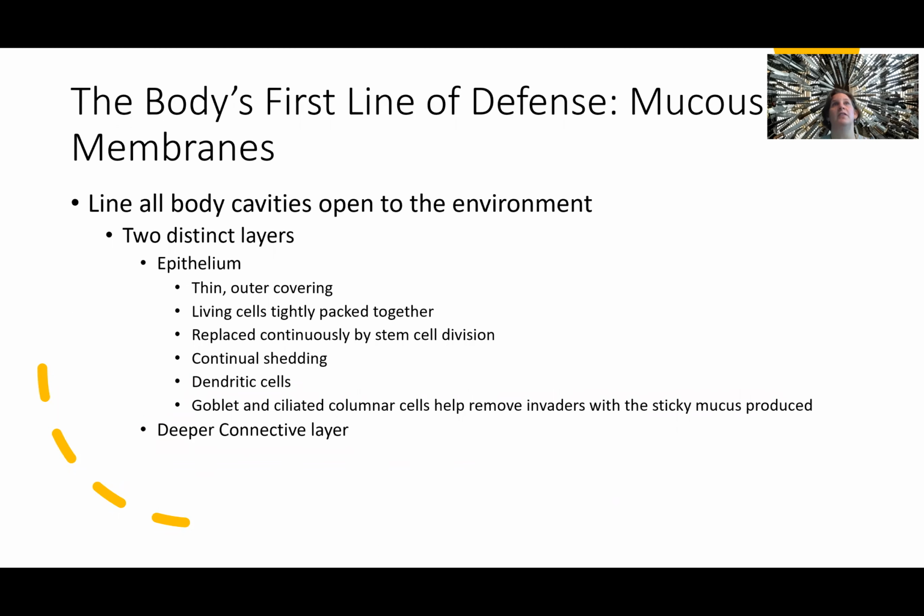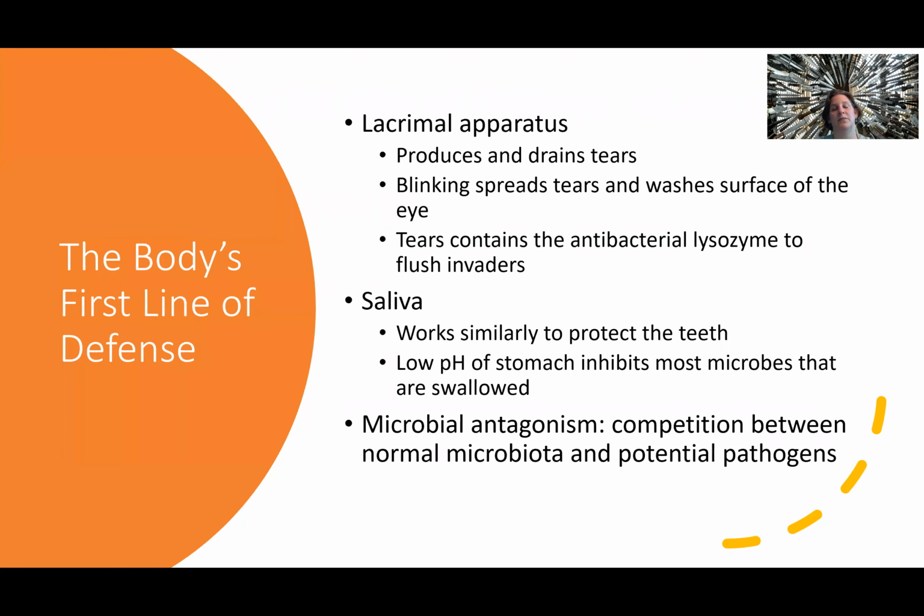Now, another component of our first line of defense are our mucous membranes. So you might think about the membrane inside of your mouth. There are multiple layers, and similar to the skin, they are acting to trap and remove pathogens before they can set up a disease. And this extends to your eyes, your saliva, and then we also have this idea of microbial antagonism, which you've already been introduced to in the C. diff case, where we have competition between the normal microbiota and potential pathogens present in any area of our body.